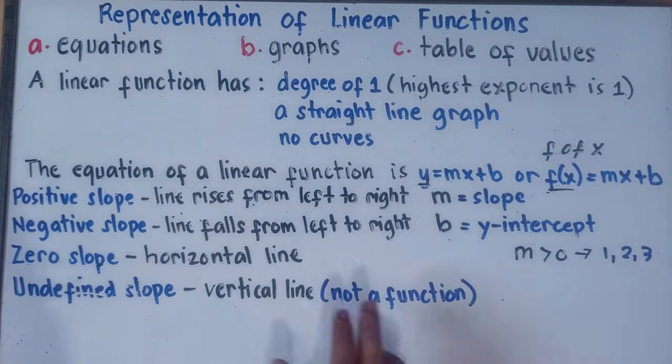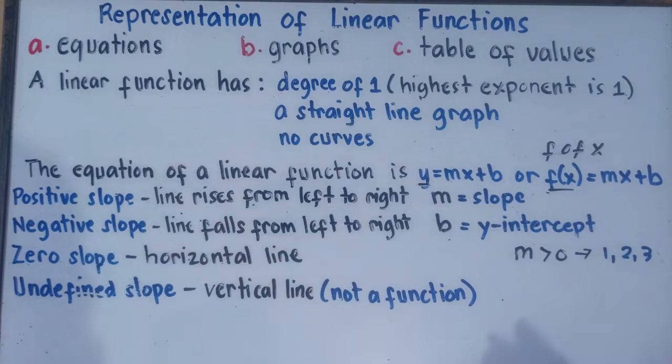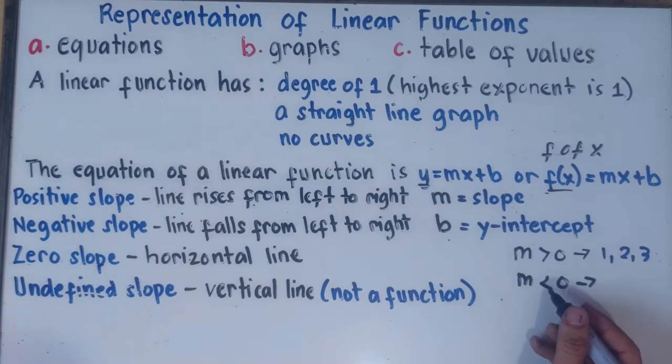Now, if your slope is negative, you have a negative slope in which your m is less than 0, right? If your slope is less than 0, what are those numbers less than 0, class? That's correct.